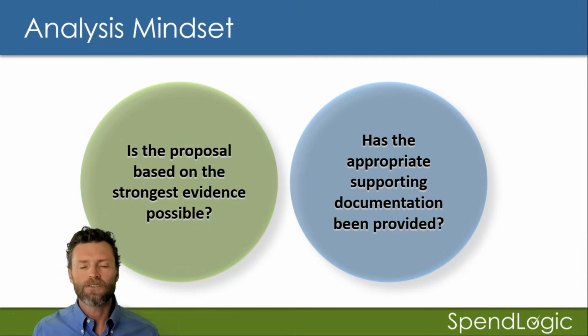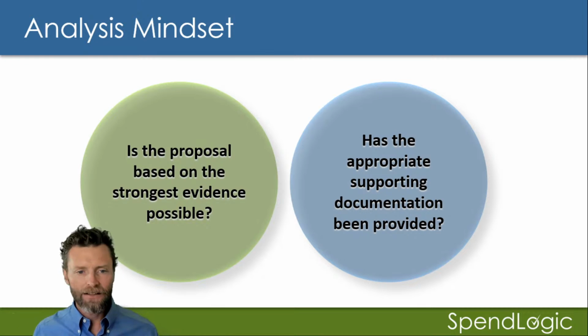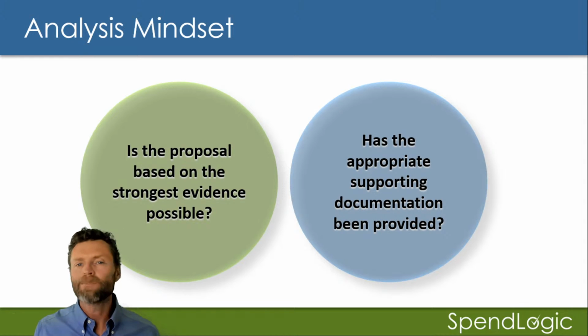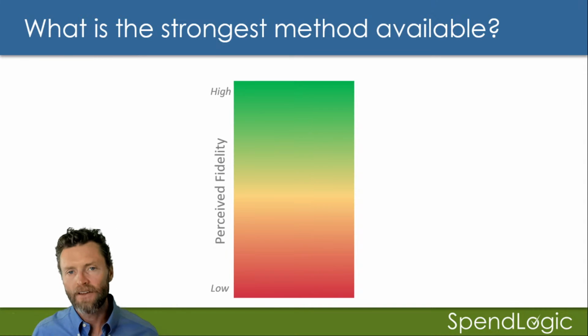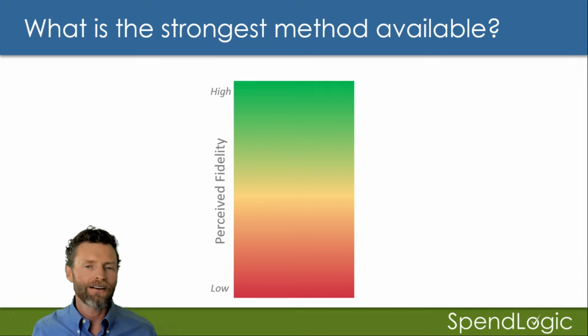The mindset that you should have every time you're looking at one of these cost elements and getting into analyzing it is, on the left here, is the proposal based on the strongest evidence possible? I'm going to get into how you make that determination. And number two, has the appropriate supporting documentation been provided? First and foremost, what is the strongest method that's available to you? We're going to talk about this as we move on into material and rates and other direct costs, ODCs. This is the same information that you're going to see for every single cost element.